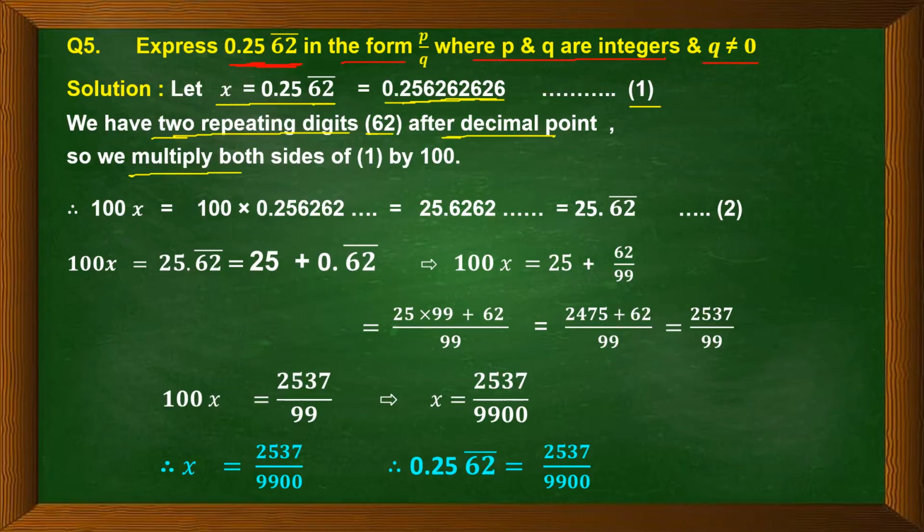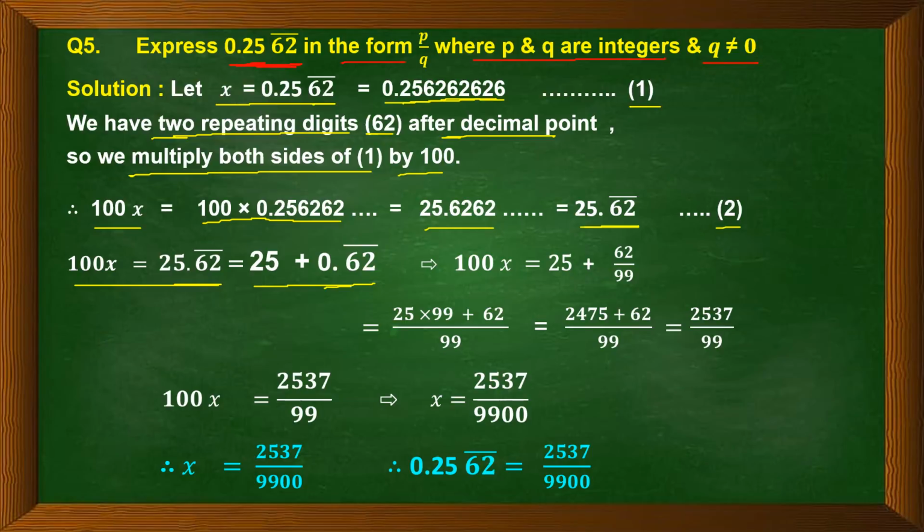So we are going to multiply both the sides of equation 1 by 100. So 100 into x is 100x, and 100 into 0.256262 is nothing but 25.6262. And 62 is being repeated, so we can also write it as 25.62 bar. So this is our second equation: 100x is equal to 25.62 bar, which we can split and write as 25 plus 0.62 bar.